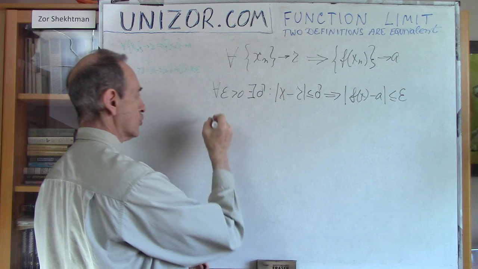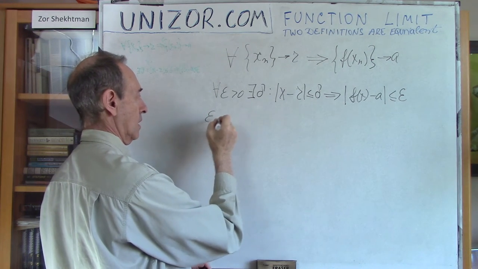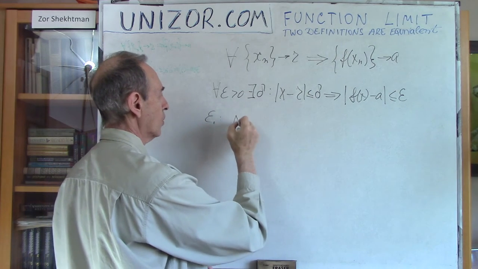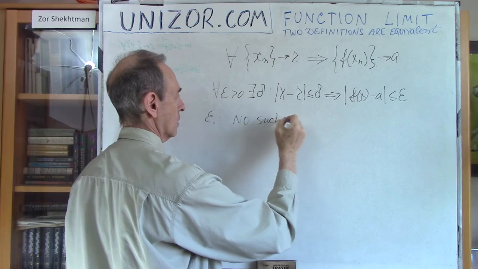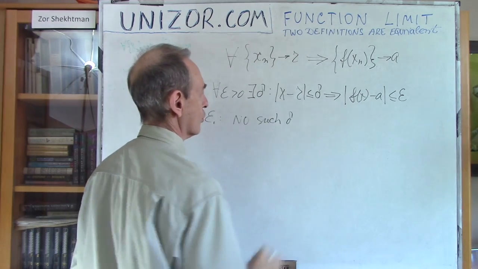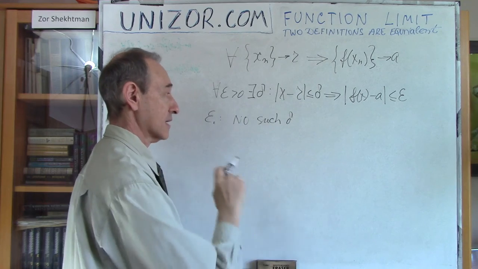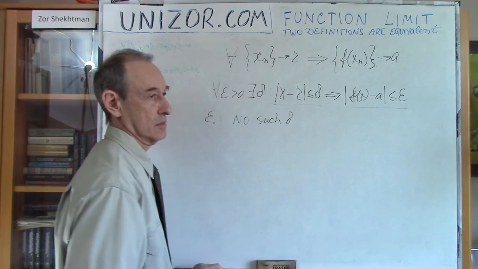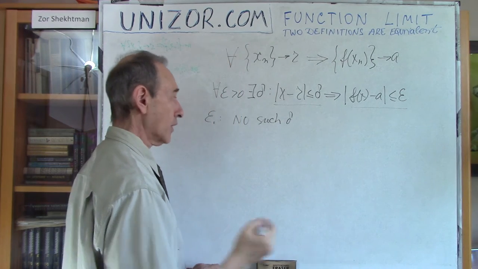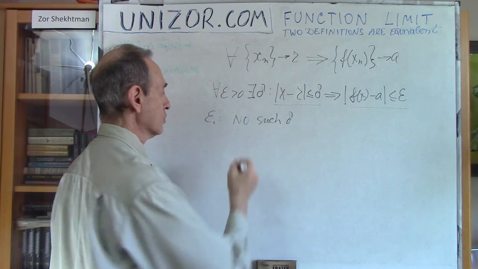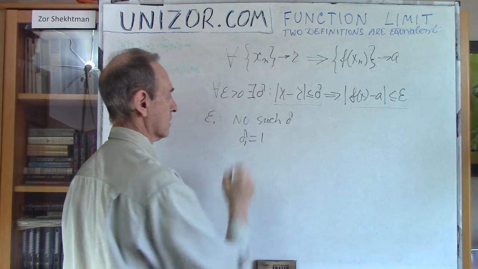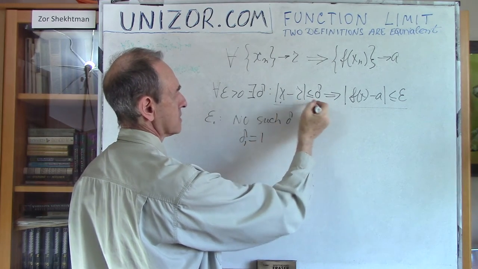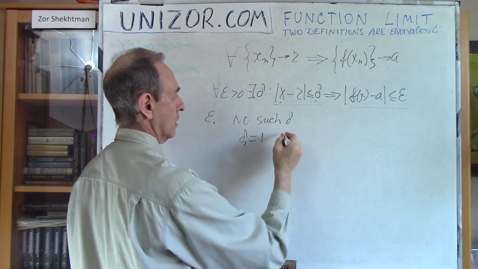So I choose one particular epsilon. I put it as epsilon zero, it doesn't really matter. So there is no such delta that this is true, which means that no matter what delta I choose, if this is true, this is false. All right? Okay, fine. So let's choose delta first equal to 1, and I choose one particular x which is closer than 1 to r. I find this x1.